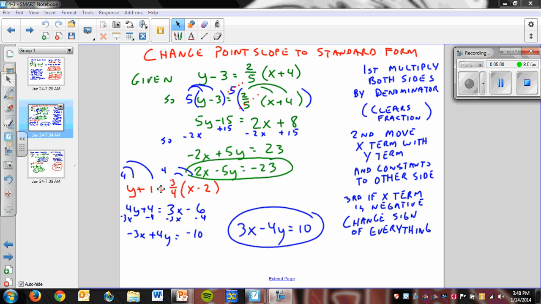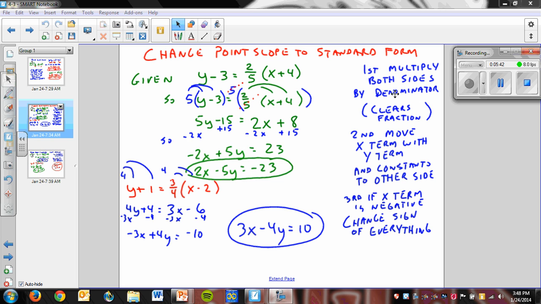Another example here, y plus 1 equals 3/4 times x minus 2. Multiply both sides by 4. So now I have 4y plus 4, and then we distribute this 3 because those 4s cancel. 3x minus 6. Move the 3x to the other side. Move this number to the other side. Negative 3x plus 4y equals negative 10. So change everything. Plus 3x minus 4y equals positive 10.